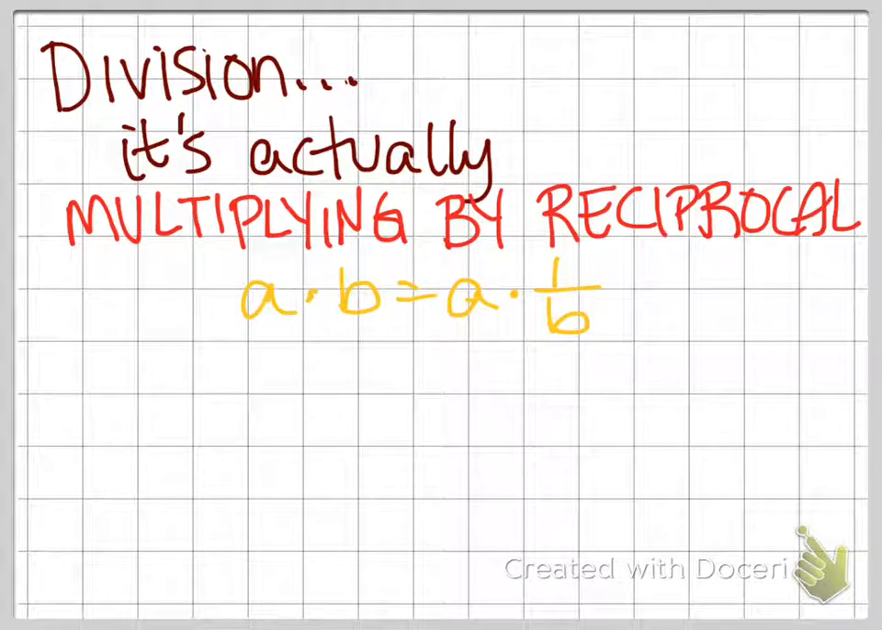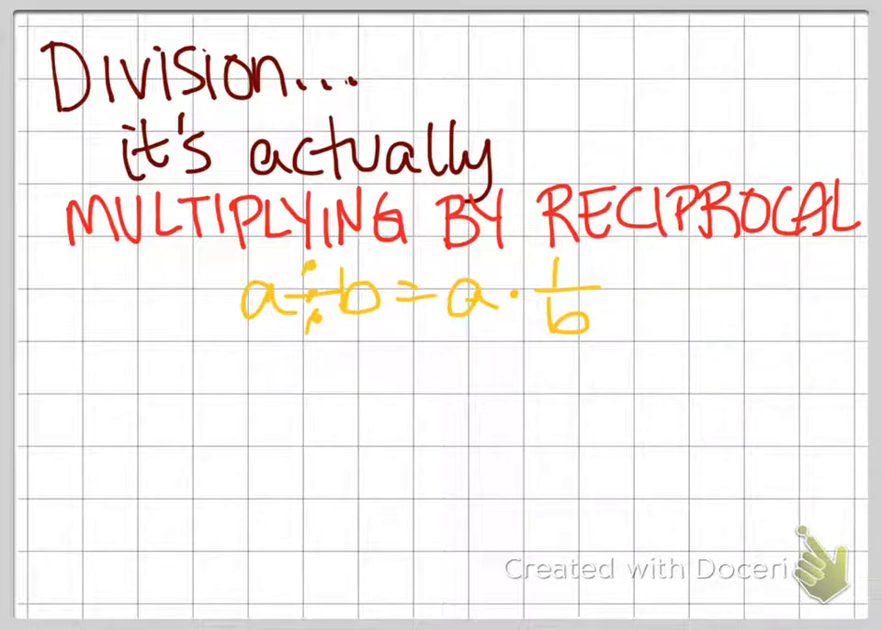Again, sometimes it can be extremely useful to understand that division is actually multiplying by the reciprocal. So A divided by B can be rewritten as A times 1 over B.